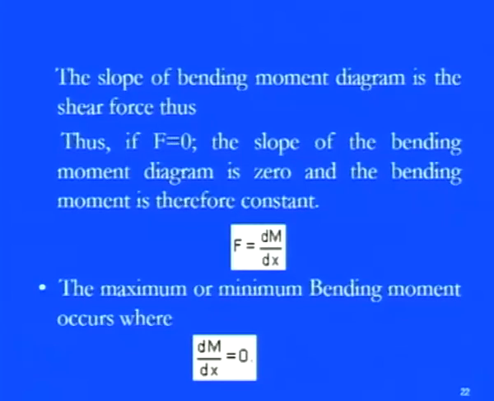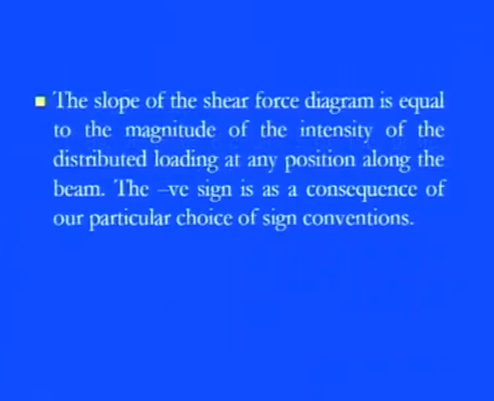So just remember these conditions, because whenever we apply this condition on either the shear force or bending moment diagram, these are real applications for calculating these parameters. And then the last part: the slope of a shear force diagram is equal to the magnitude of the intensity of the distributed loading. Keep this in mind, because the slope of the bending moment will give you the shear force, but the slope of the shear force will give you the magnitude of the intensity of the distributed load at any position of the beam, and whatever sign comes, the negative sign is simply a consequence of our particular choice of sign convention.